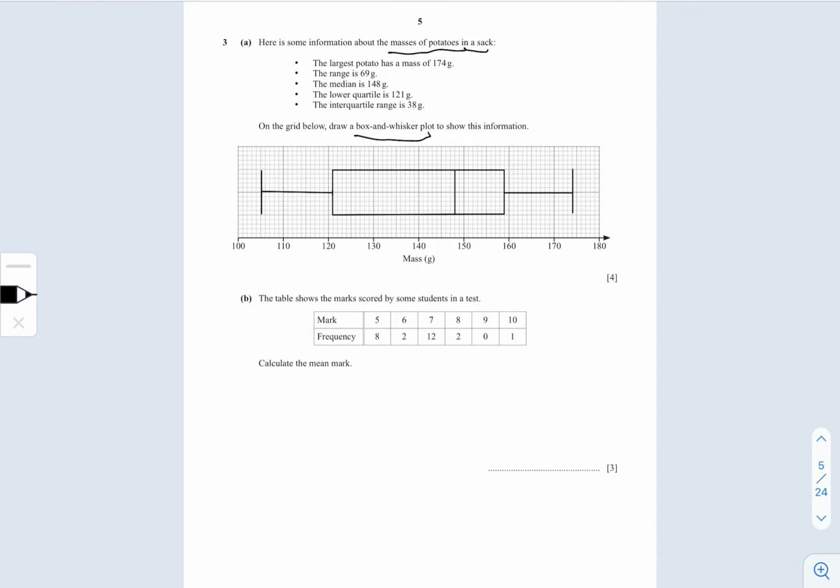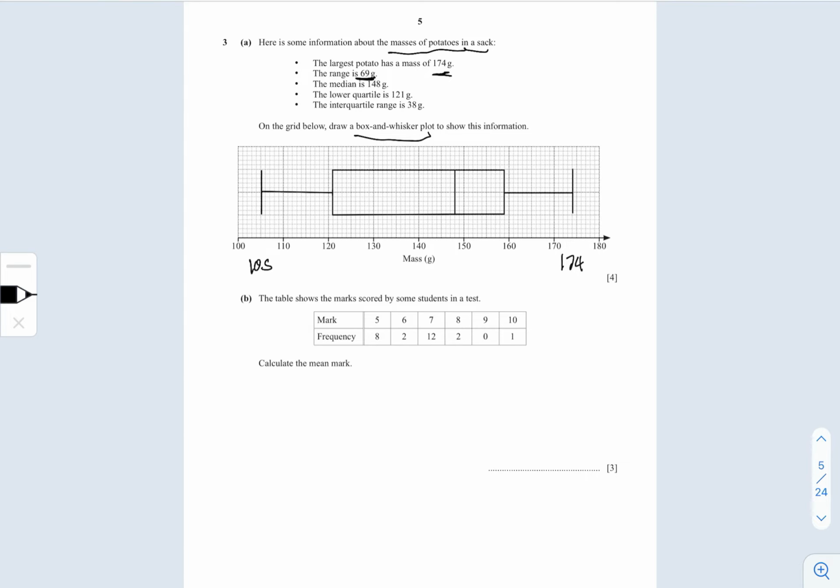So how do we get the relevant information from the diagram itself? Let's go through it one by one. First point, it mentions the largest potato has a mass of 174 grams, which is 174, this point here. The range is 69 grams. Range is the distance between the highest and the lowest point. We know the highest point, which is 174. Therefore, 174 minus 69 gives us 105, which is this point here.